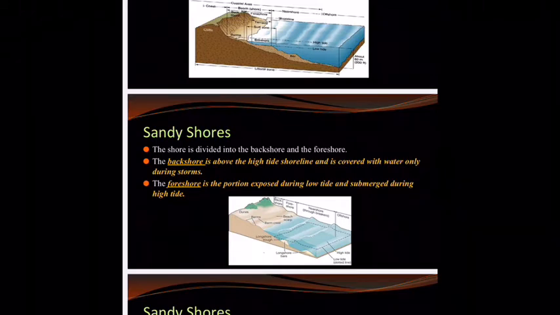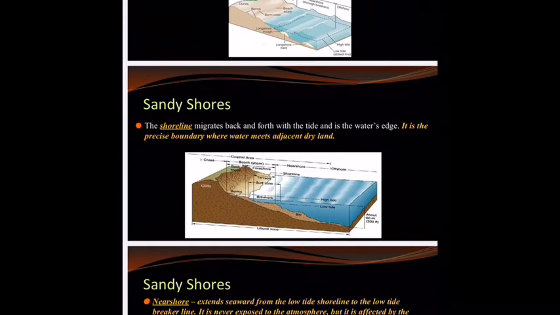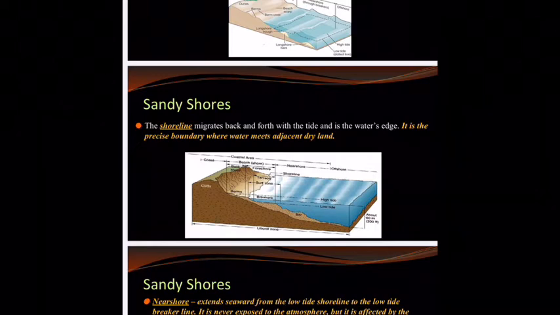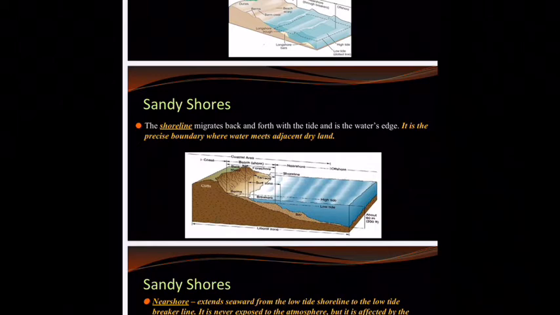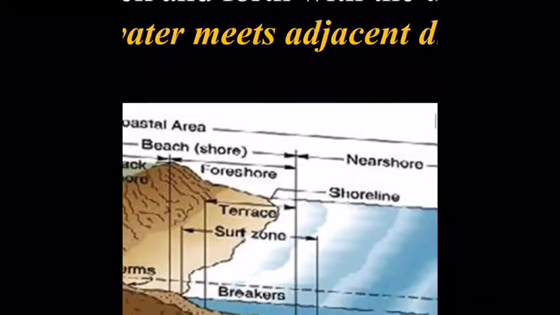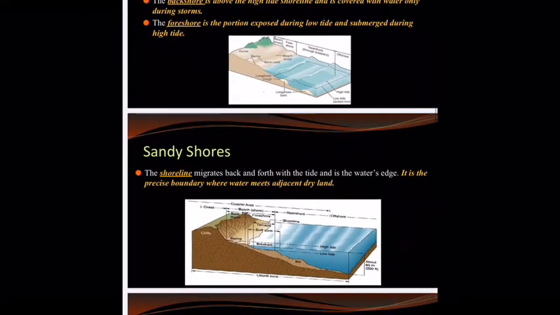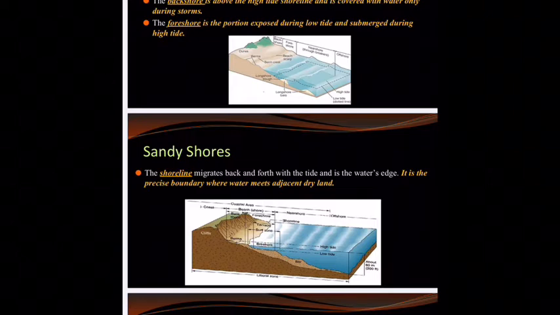Okay, now the shoreline can migrate back and forth with the tide, and it's at the water's edge. It's the precise boundary where water meets adjacent land. Okay, so see right here where it says shoreline? Okay, and it's just where the water is meeting the land. Don't confuse shore with shoreline. It's a lot, I know.